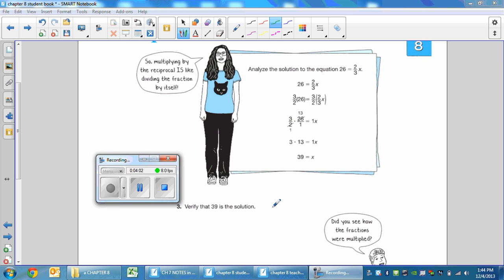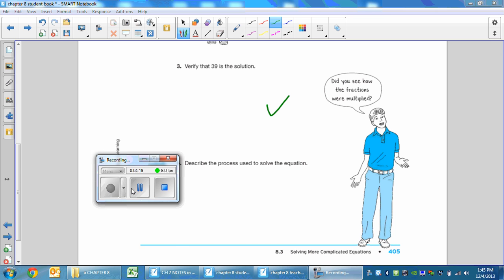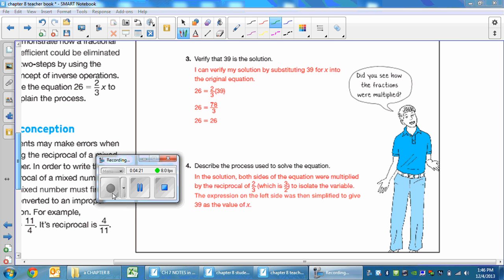For 3, I want you to plug in 39 to the equation and show your work and verify that x being 39 works. And then once you get your answer, put a little check to show that 39 would plug in to solve this equation. Do that now and press play when you're ready. Also do number 4 to describe your solution, and make sure that you verified your solution here, and then press play when you're ready to move on to the next page.